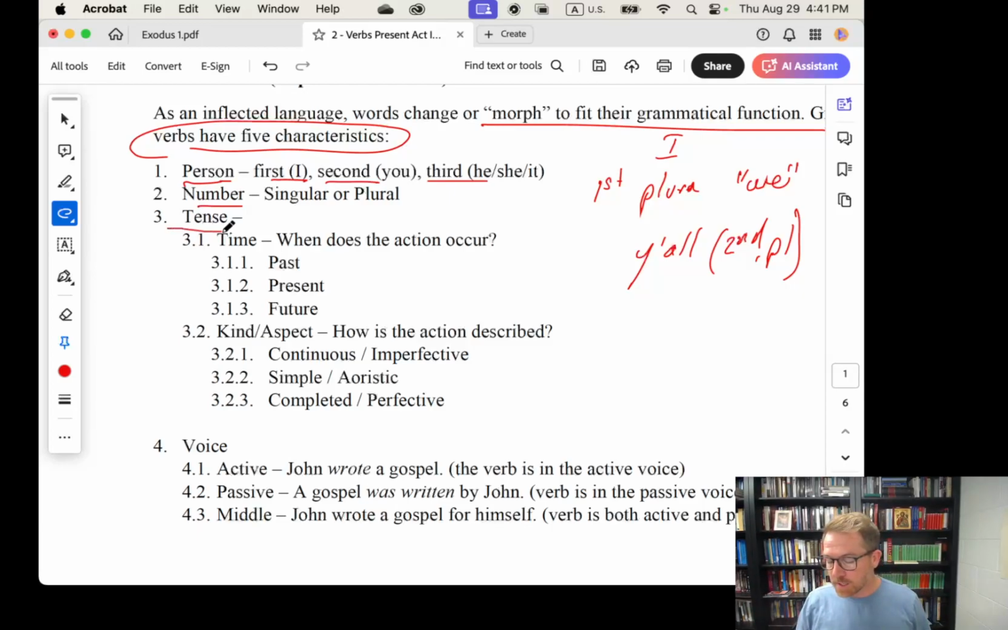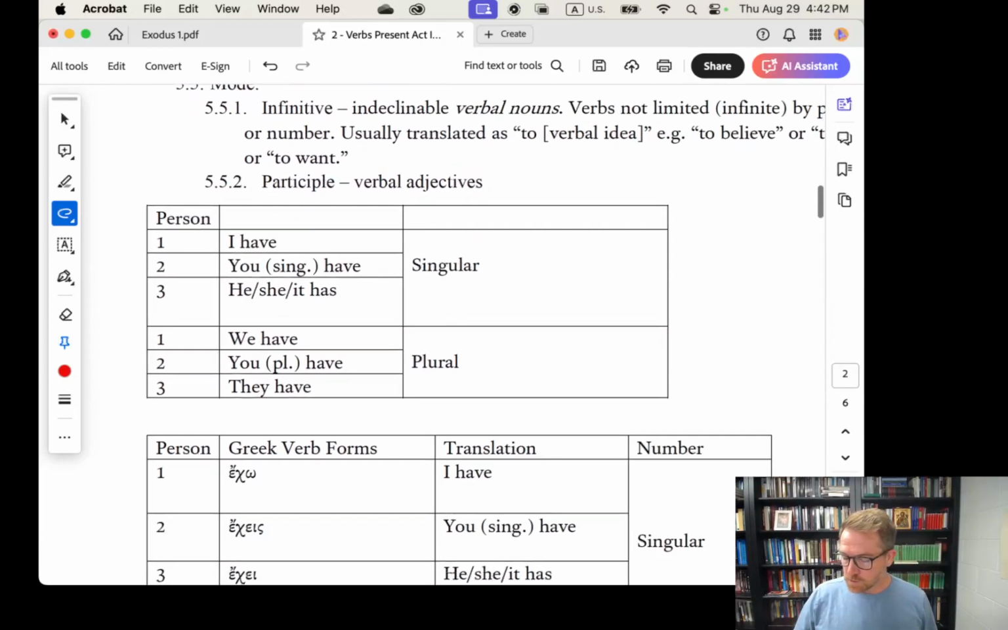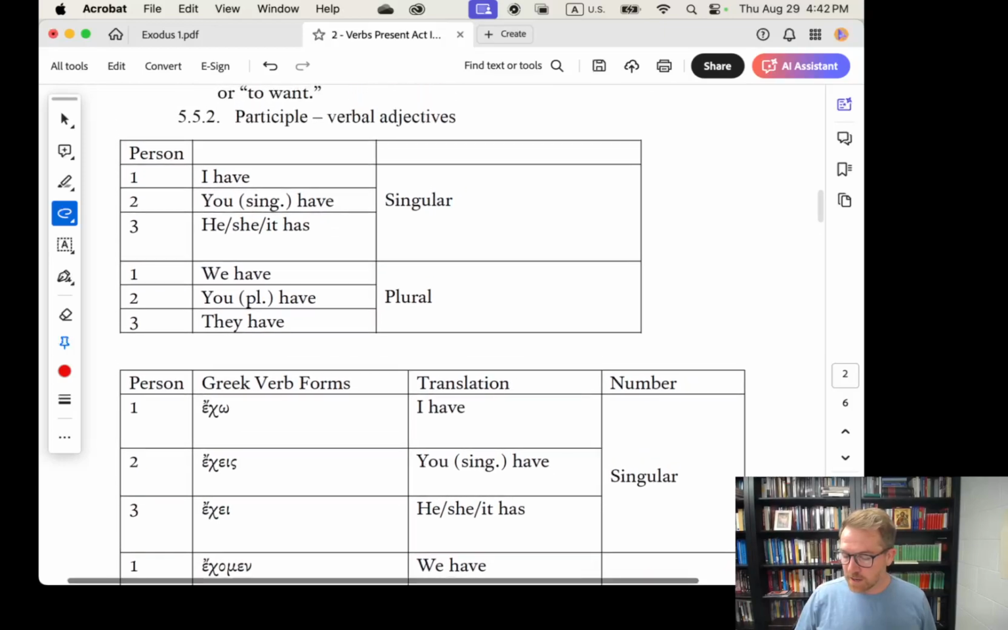We also are going to talk about tense and kind or aspect. We're going to save that for later. And voice. For right now, we're just looking at the present active indicative verbs. So we'll talk more about some of these other aspects of the verb later. But for now, it's important to be able to think about person, number, and right now we're in the present tense, active voice only. So we're going to skip some of this to come down to how we would diagram this or have this in a chart form.